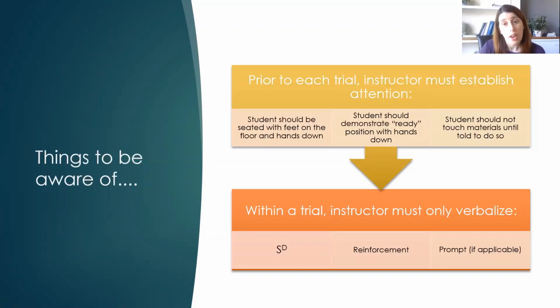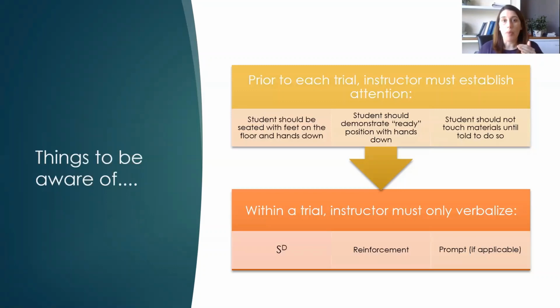When you're delivering a trial, the instructor, you, hopefully, who's watching this video, should only be verbalizing your SD or your Q, any potential reinforcement that's delivered after the student response has been established, and then any prompt, only if you're within that verbal prompting hierarchy level. There really is not extra talking or bargaining or explaining within a trial. That would make the instruction not necessarily discrete trial format.